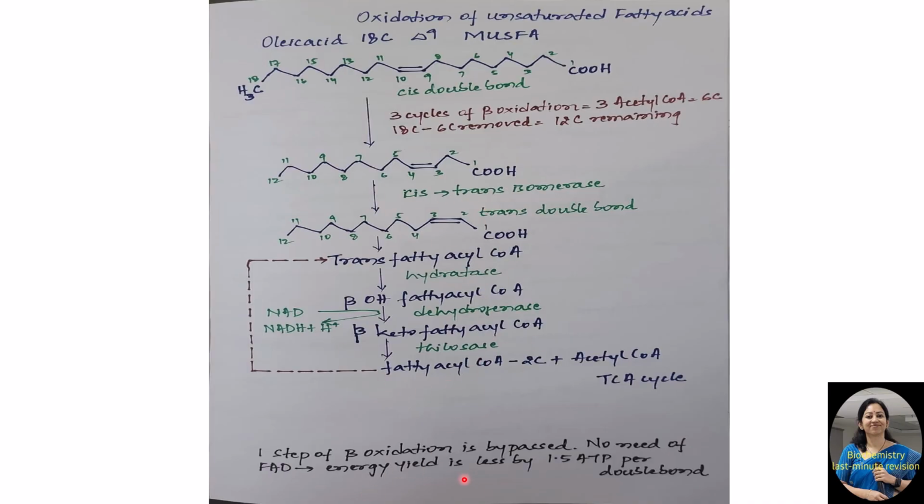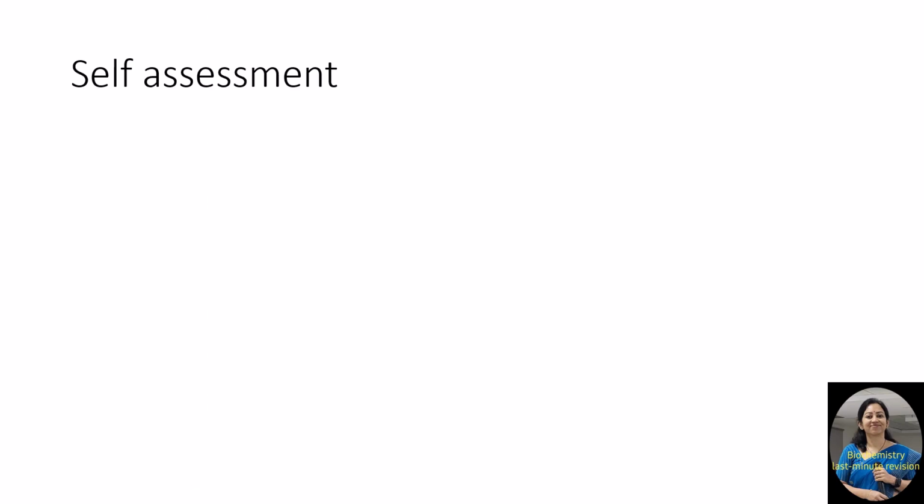So the energy yield varies because here the first step of beta oxidation, characterized by oxidation of the fatty acid to form alpha beta unsaturated fatty acid using FAD dependent dehydrogenase, is lacking. So the energy yield will be less by 1.5 ATP per double bond. Sometimes this is asked as a viva question, which you should remember.